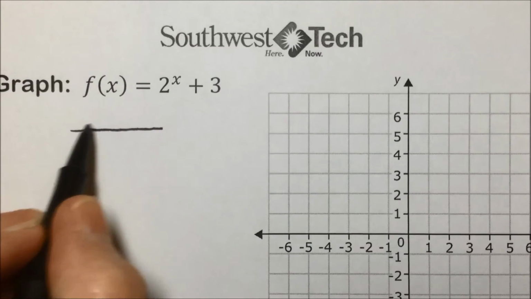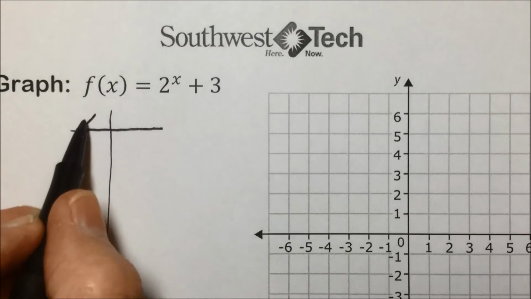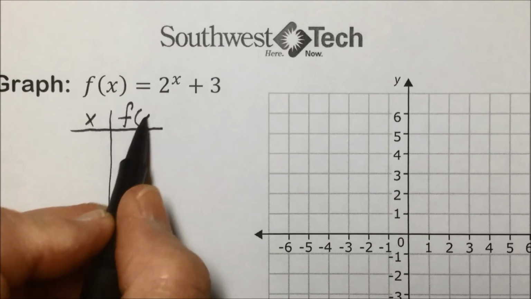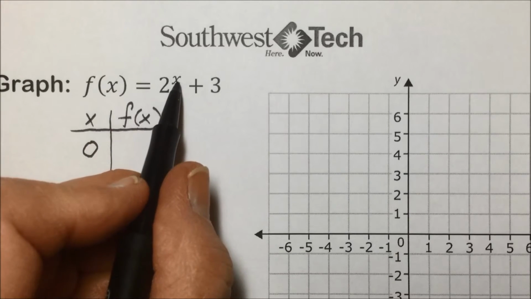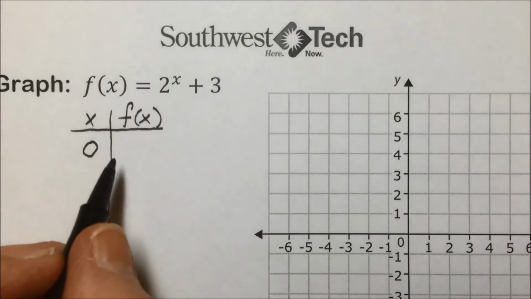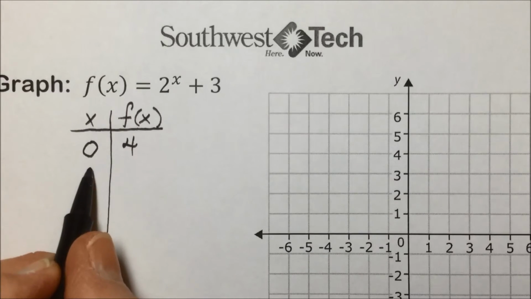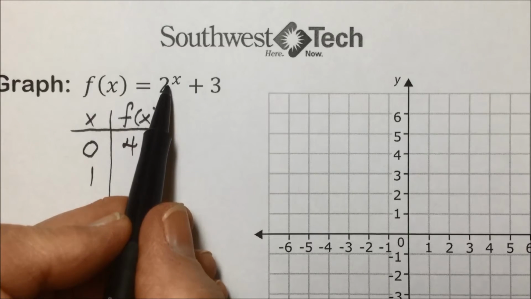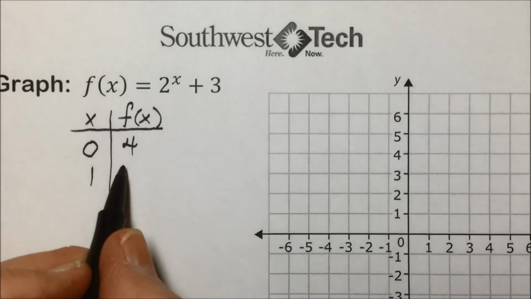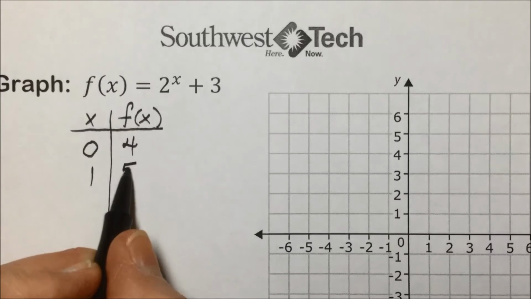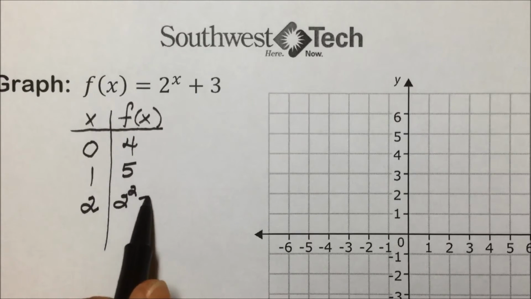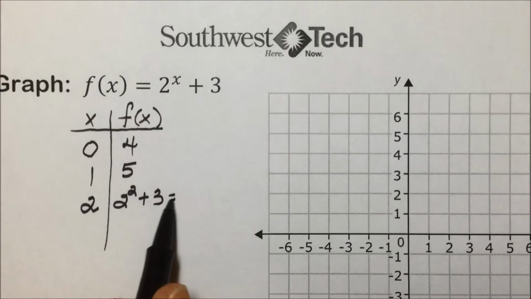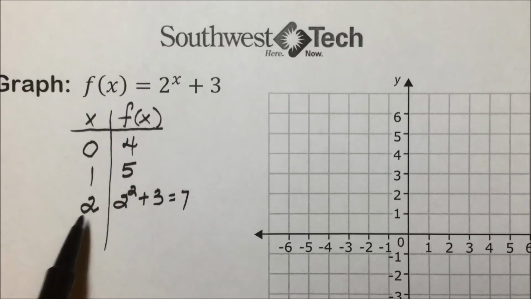So again, when in doubt, you can always set up a table, plug in the values, and plot the points from there. We'll start with x equals 0. 2 to the 0 is 1. 1 plus 3 is 4. If we put a 1, 2 to the first is 2, plus 3 is going to give us 5. If we have a 2, we'll have 2 to the second power plus 3. That's a 4 plus 3 is 7. We can see it's increasing as our x values get larger and larger.